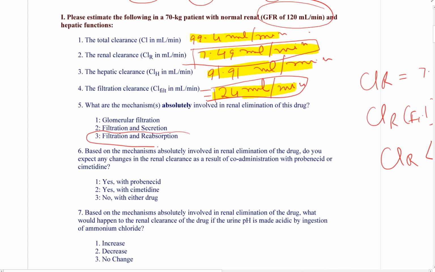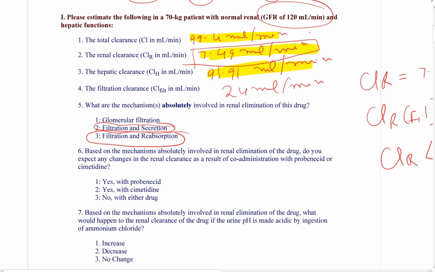That means although 24 milliliter per minute was filtered, the total renal clearance decreased. So there would be filtration plus reabsorption. What would happen if it was less than that? Then the answer would be different.